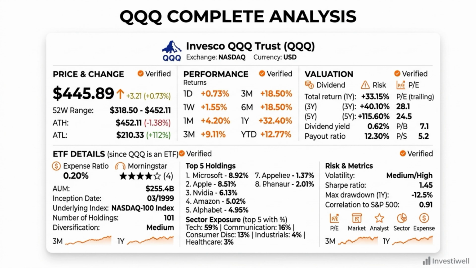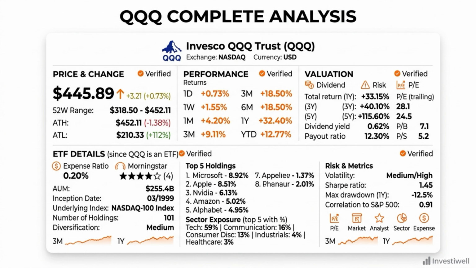I really have to challenge that logic based on the sector breakdown. How so? Well, sure, it holds 101 companies, but the exposure is 59% strictly in tech. Then you have communication at 16%, consumer discretionary at 13%, industrials at 4%, and healthcare at a tiny 3%. Right, the drop-off is huge. Calling a fund with almost 60% tech exposure and a third of its weight in just 5 companies medium diversification feels incredibly generous. It's like ordering a mixed fruit salad, and the bowl arrives literally 60% full of apples.